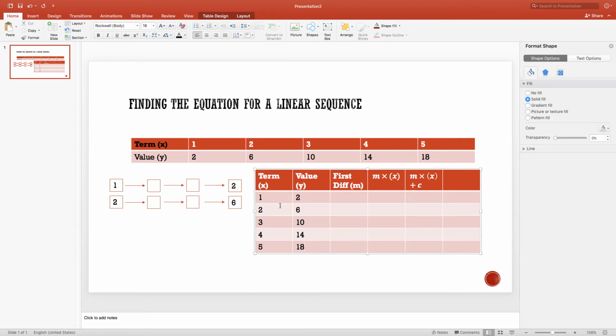And the way to start this is to find out what the first difference is. That is, what is the difference between 6 and 2? We can see that is 4. Difference between 10 and 6 is also 4. The difference between 14 and 10 is 4. And the difference between 18 and 14 is 4. So what this is telling us, we need to take this x value and multiply it by 4 to start with.